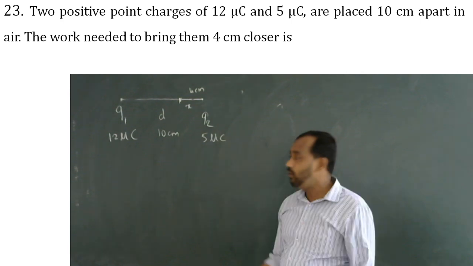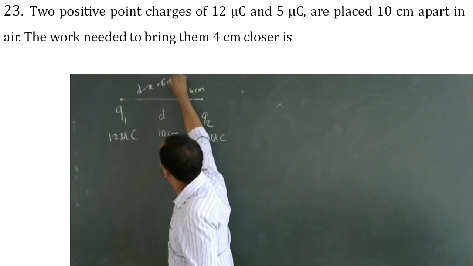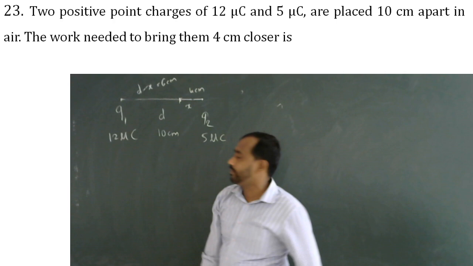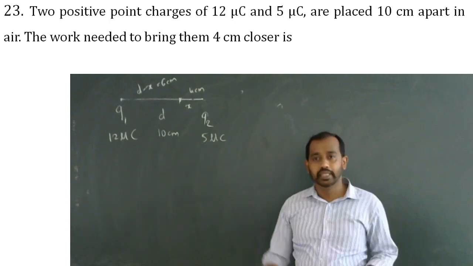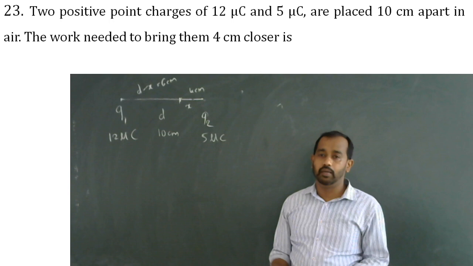Now what is the separation between the two, Q1 and Q2? It is equal to d minus x. D minus x is equal to 6 centimeter. Now we need to find out how much work has been done in order to move the charge from the initial position to the final position. How do we do that? We will find out the potential at the initial position and the final position, and we are going to take the difference between them. Then we are going to multiply with the charge which has been moving from one point to another point.